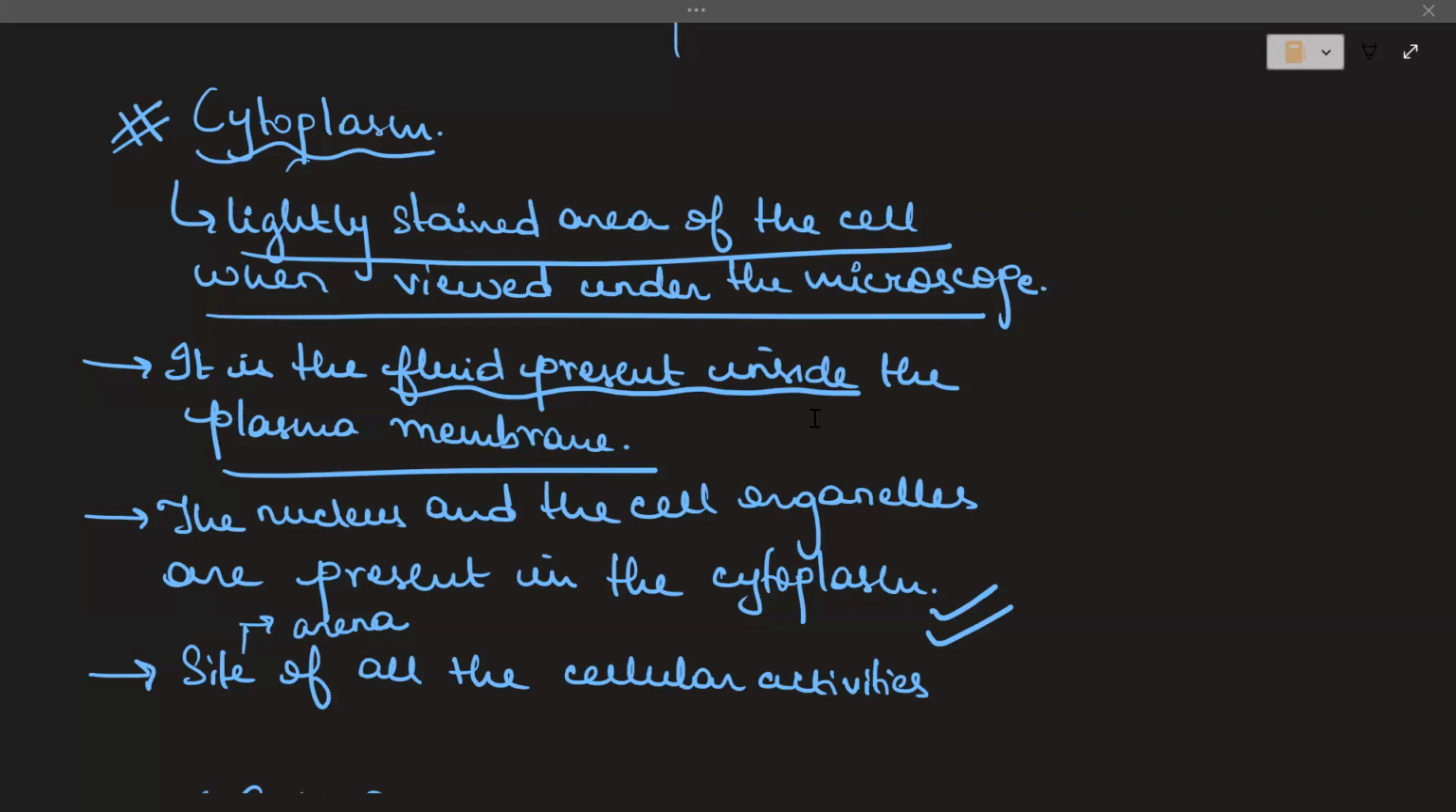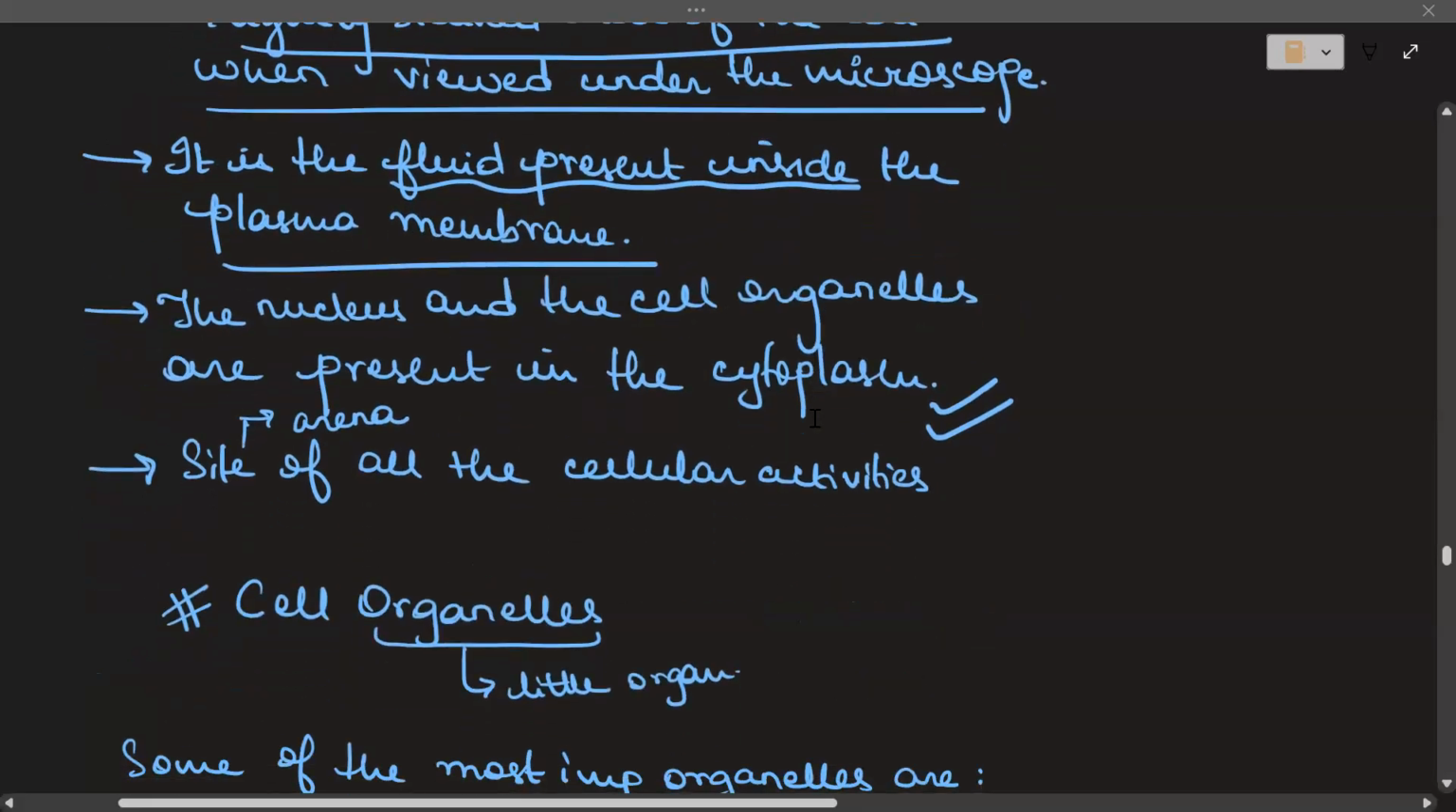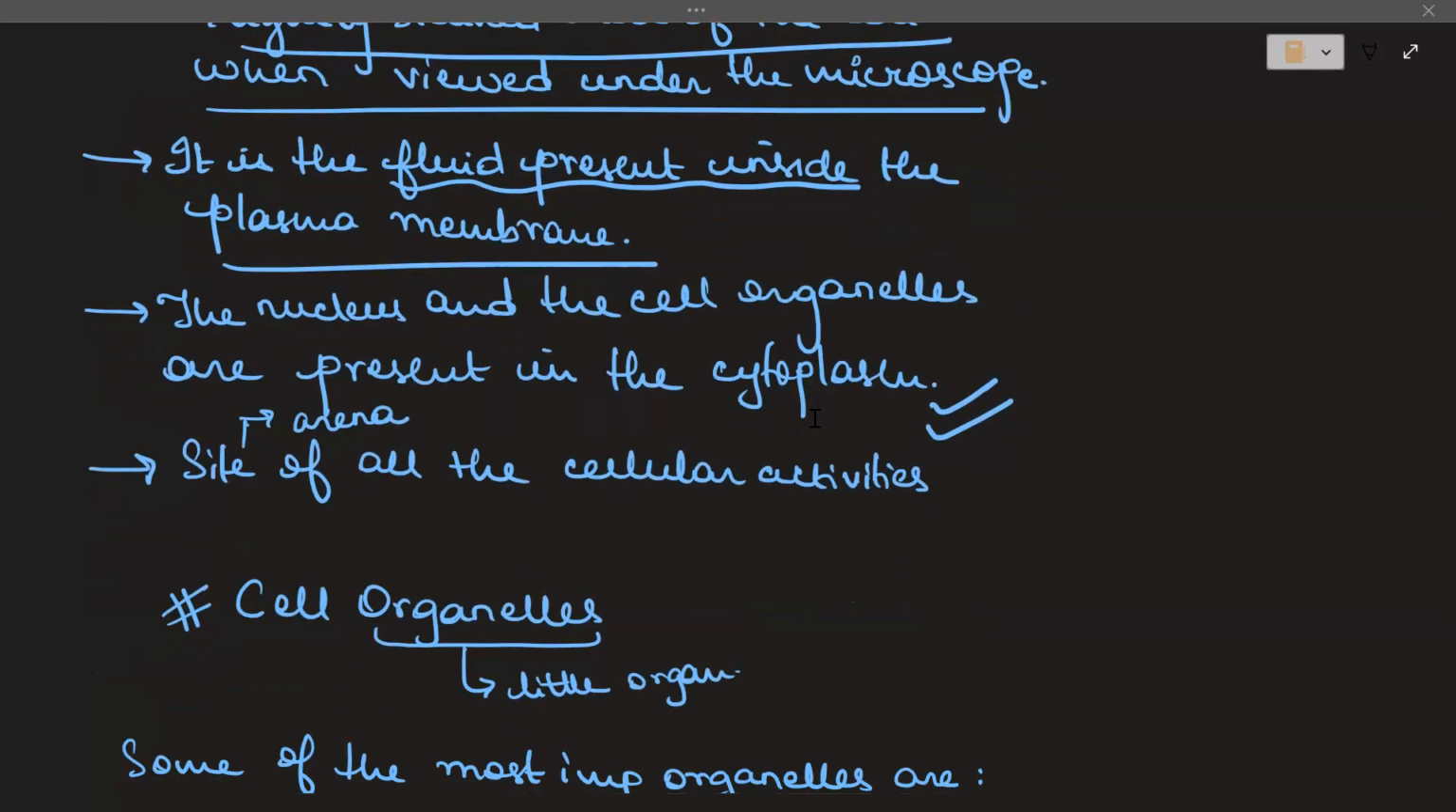Now, moving forward, the nucleus and the cell organelles are present in the cytoplasm. We know that all of the organelles and everything are present there in the cytoplasm. Is it clear? Yes, ma'am. Okay.